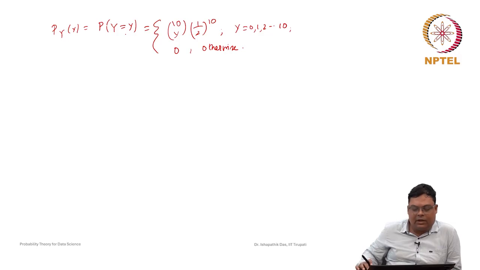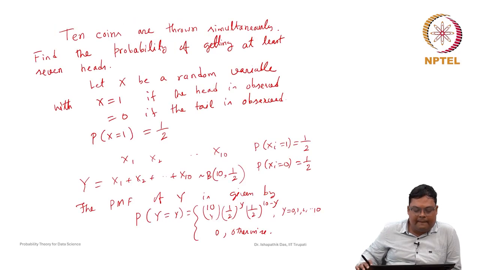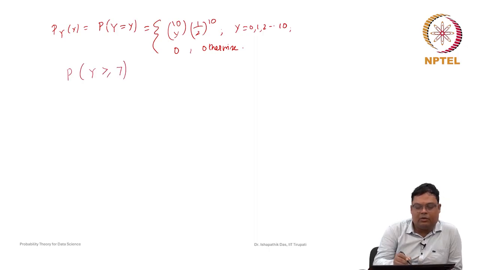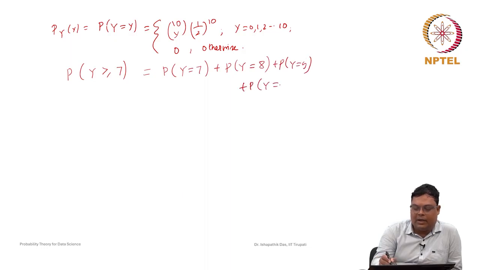So, here it is asked what is the probability of getting at least 7 heads. At least 7 heads means you want the probability of y greater than or equal to 7. So, this is nothing but the probability that y is equal to 7 plus the probability that y is equal to 8 plus the probability that y is equal to 9 plus the probability y is equal to 10. Then we just have to simplify it to find the final probability.